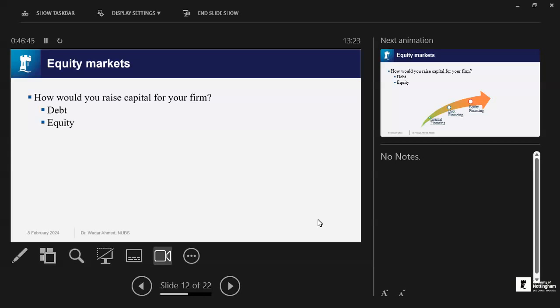So this is what you need to know from a financial markets perspective. If the firm really has a good investment opportunity, it should issue debt. Why would the firm issue debt?